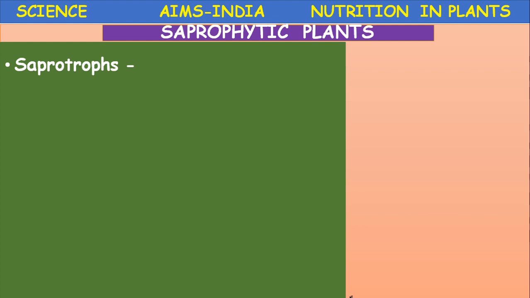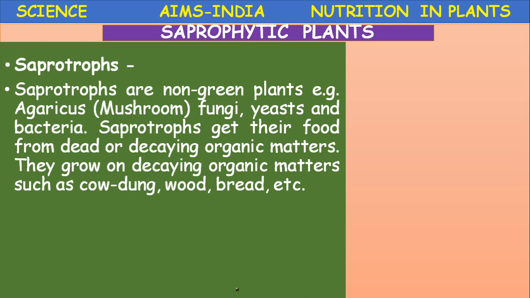Next, saprophytic plants or saprotrophs. What are saprotrophs? Saprotrophs are also non-green plants. Example: Agaricus or mushrooms, fungi. Fungi, yeast and bacteria come under saprotrophic nutrition. The saprotrophs get their food from dead or decaying organic matter. They grow on decaying organic matter such as cow dung, wood, bread, etc.